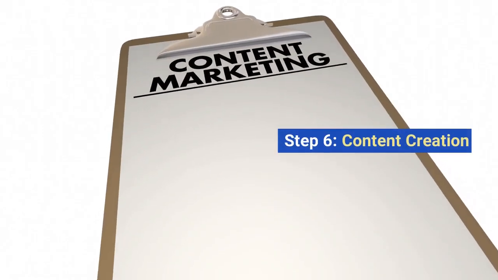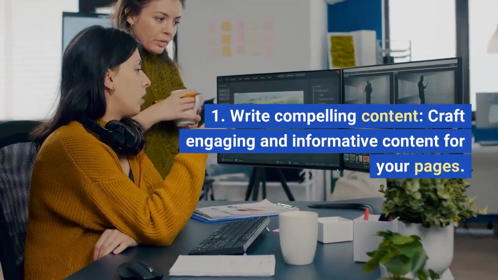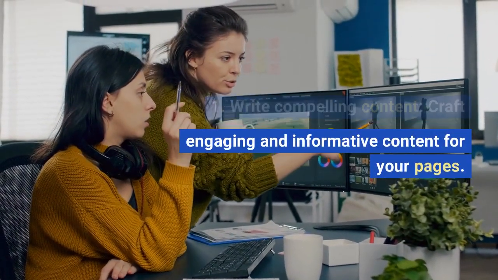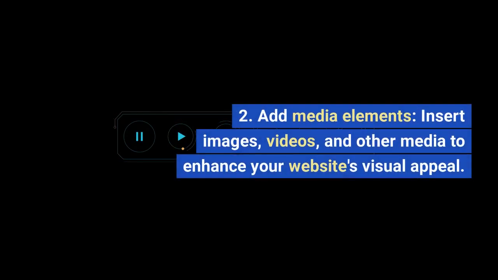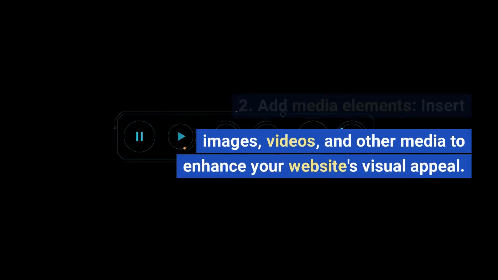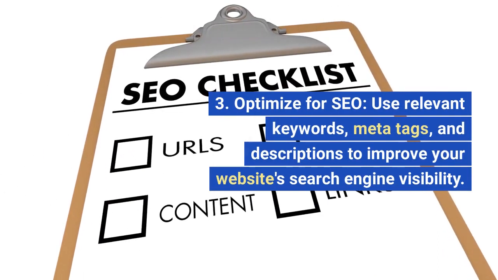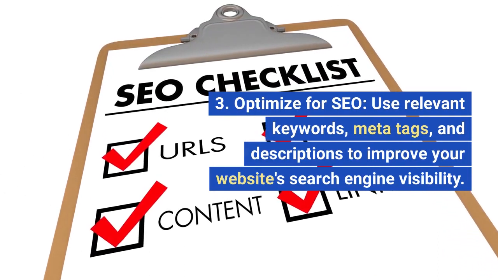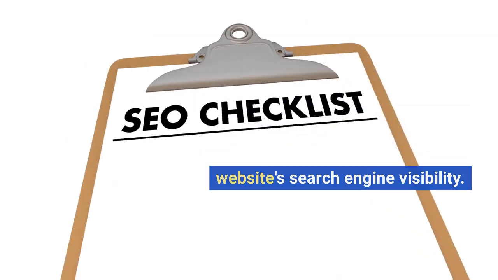Step 6. Content creation. 1. Write compelling content. Craft engaging and informative content for your pages. 2. Add media elements. Insert images, videos, and other media to enhance your website's visual appeal. 3. Optimize for SEO. Use relevant keywords, meta tags, and descriptions to improve your website's search engine visibility.